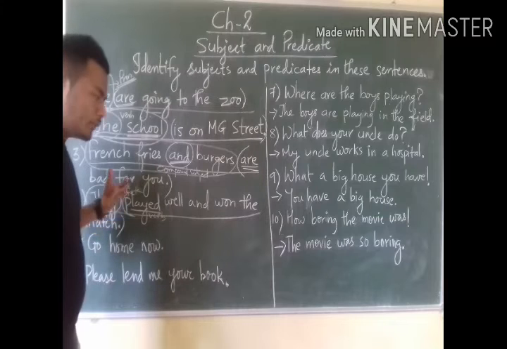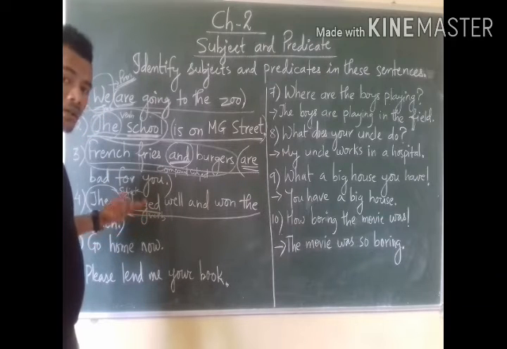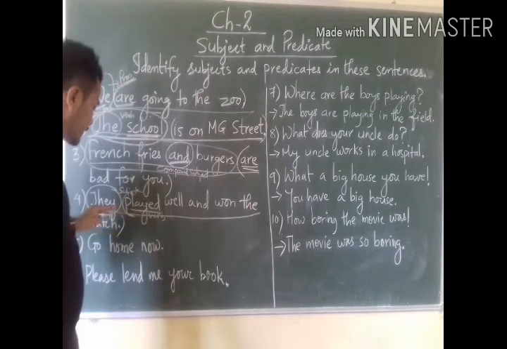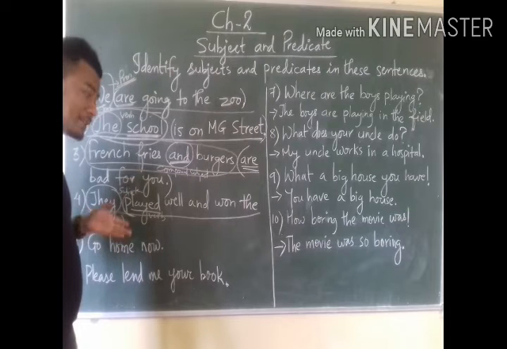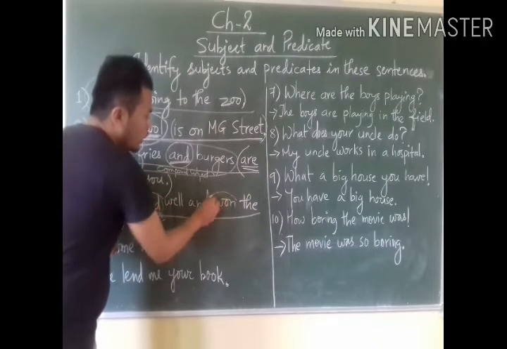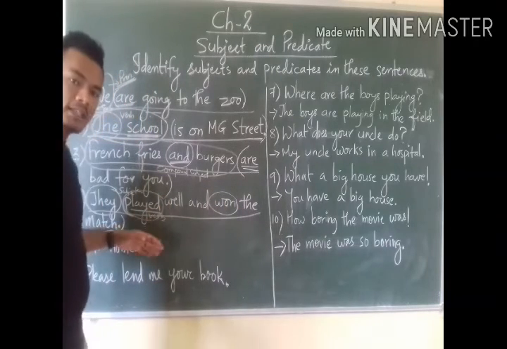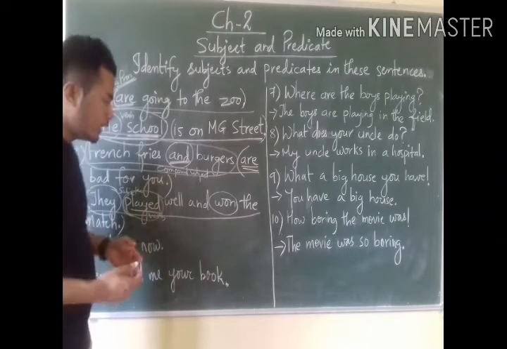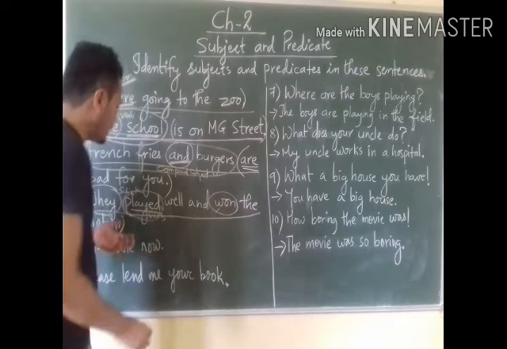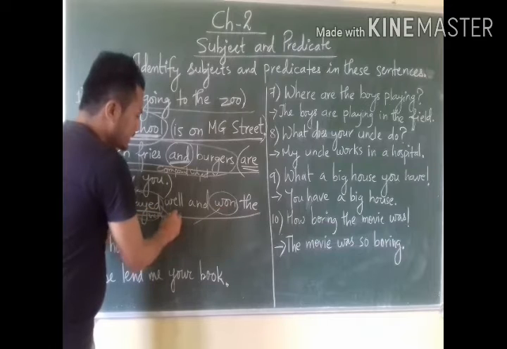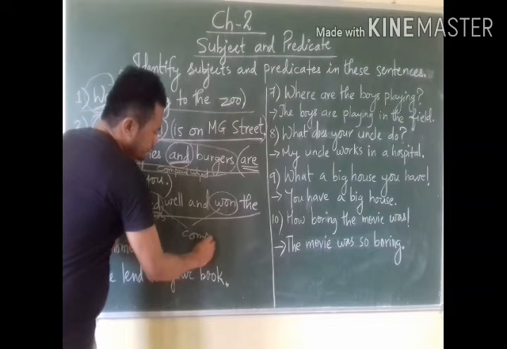But here, if you see, in this sentence we have two action words used for the subject they. That means the word they has performed two actions. One is played, another is won. Okay, played is the past form of the verb play, and won is the past form of the verb win. So here two actions have been done by the subject. So here we can say the predicate is a compound predicate.